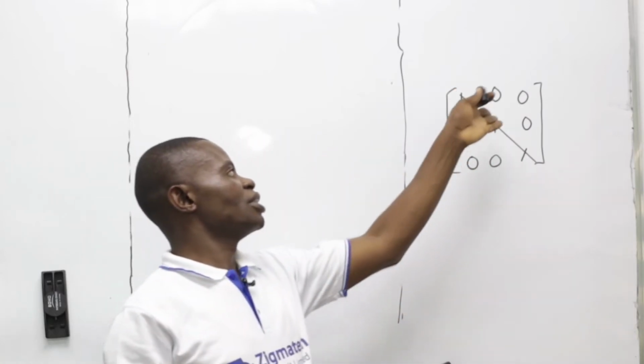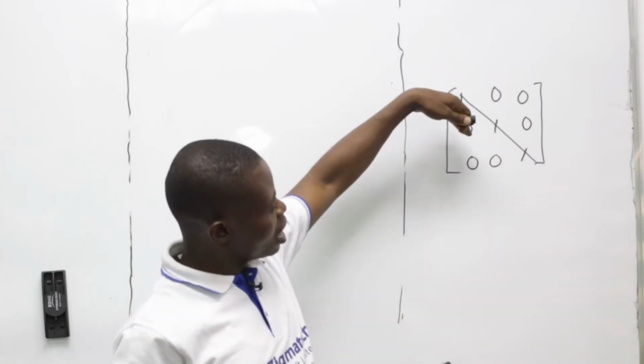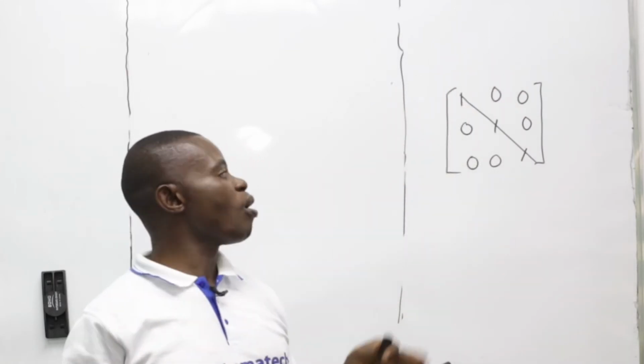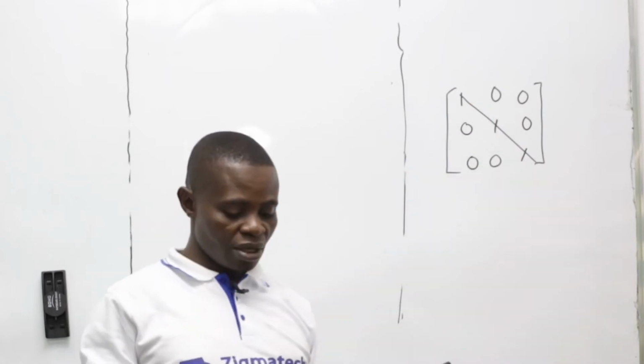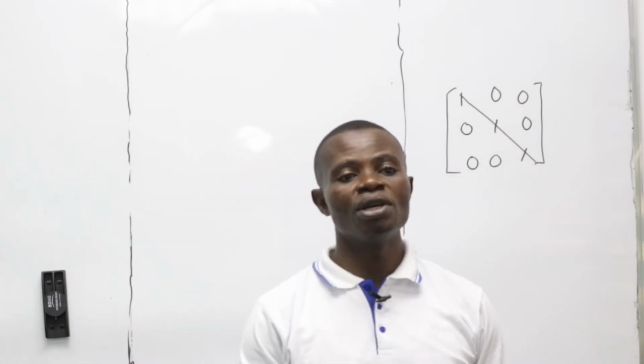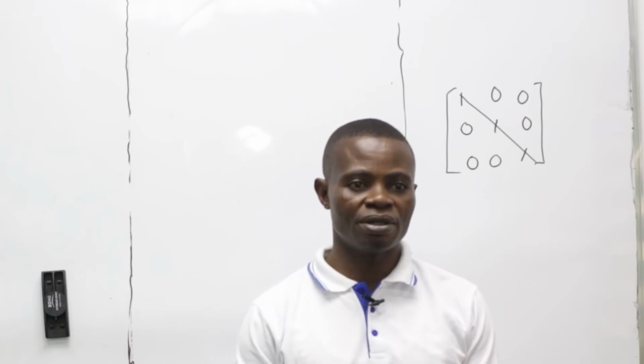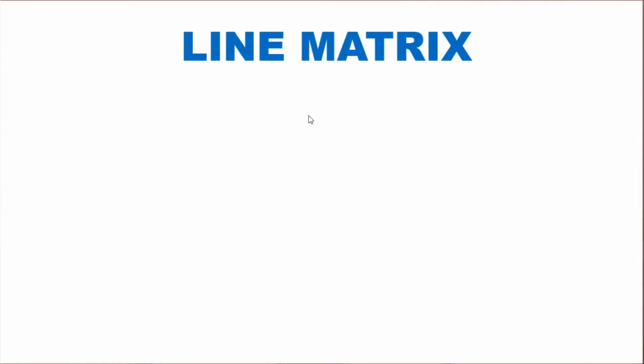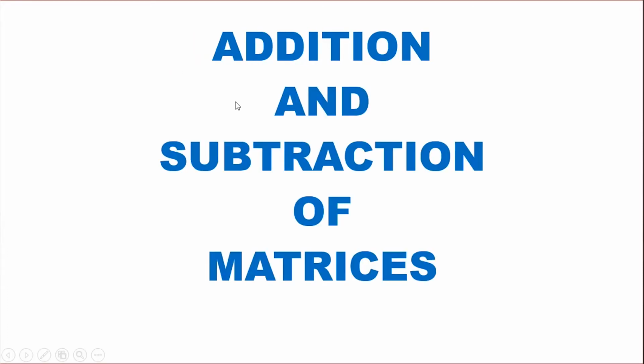Can you see it? The upper triangular matrix and the lower triangular matrix, they are all 0. But the leading diagonal, they are all unity, meaning it is a unit matrix. Line matrix is a matrix with just 1 row, period. A matrix with 1 row. Column matrix is just a matrix with 1 column. A matrix with 1 column.